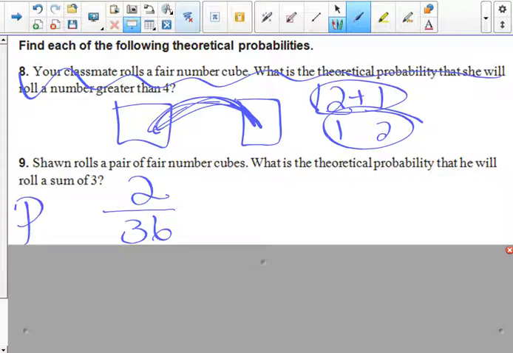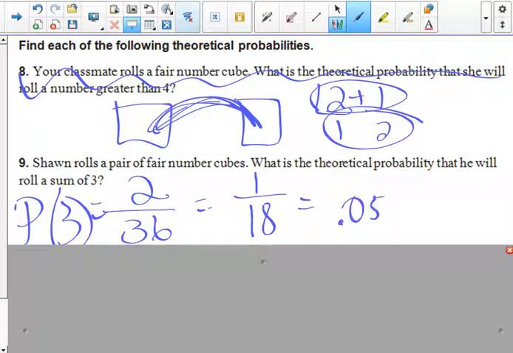So the probability of a sum of 3 is equal to 2 chances out of 36 possibilities, which is 1/18. And if you want to take that down any further, that's equal to 0.0555556, which we can round up to about 6%.